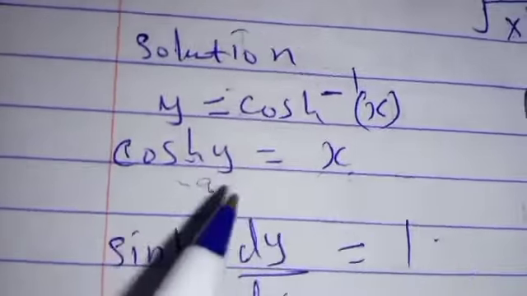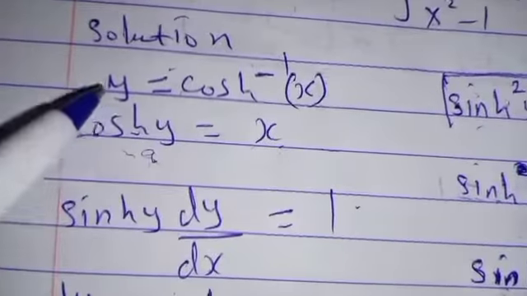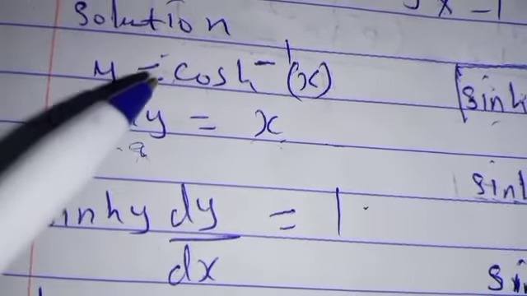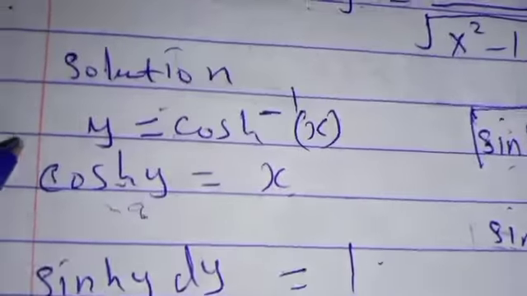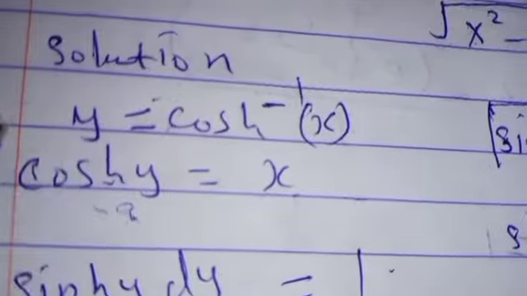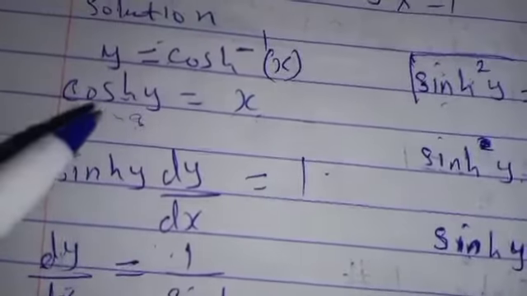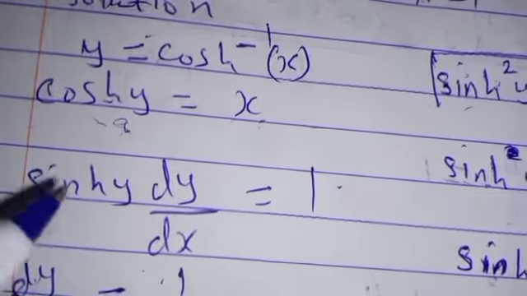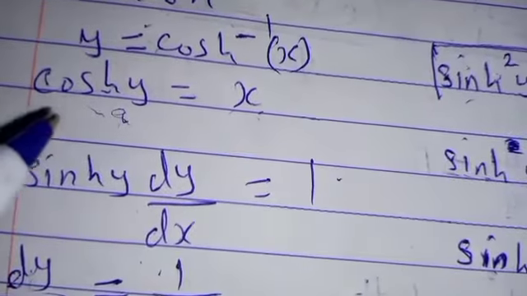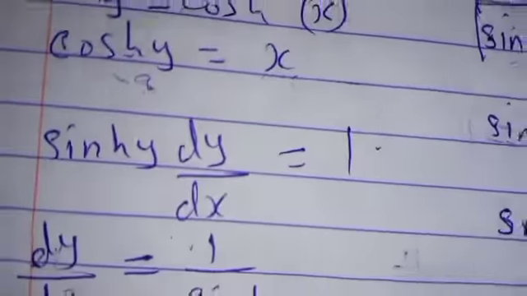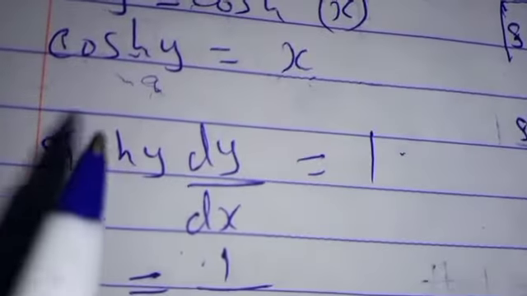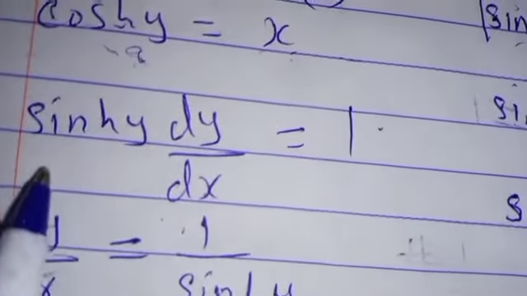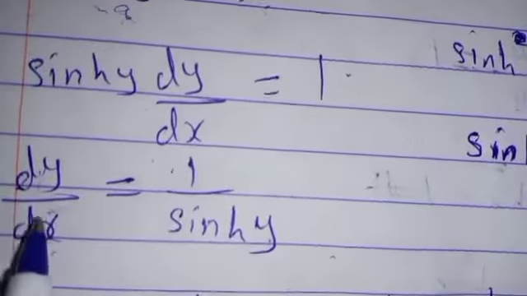To do that, we shall let y be equal to the inverse hyperbolic cosine of x. We multiply this equation on both sides by hyperbolic cosine, to get hyperbolic cosine of y. The other side will be left with x. Then we differentiate this implicitly. When we differentiate, we are left with hyperbolic sine of y, dy/dx, over 1. Then we divide both sides by hyperbolic sine of y to get this result here.